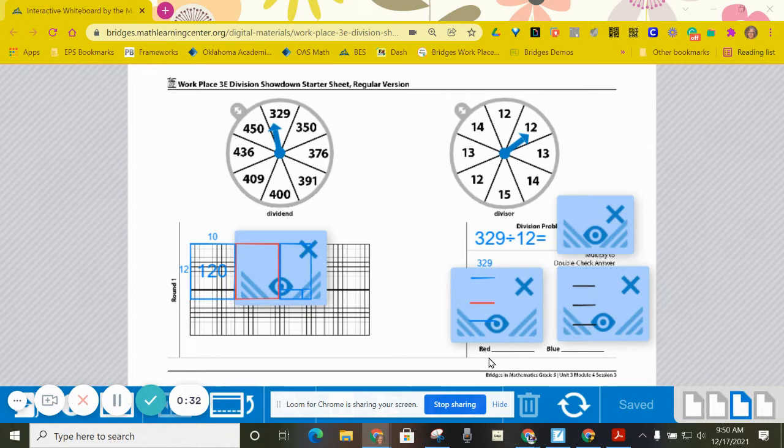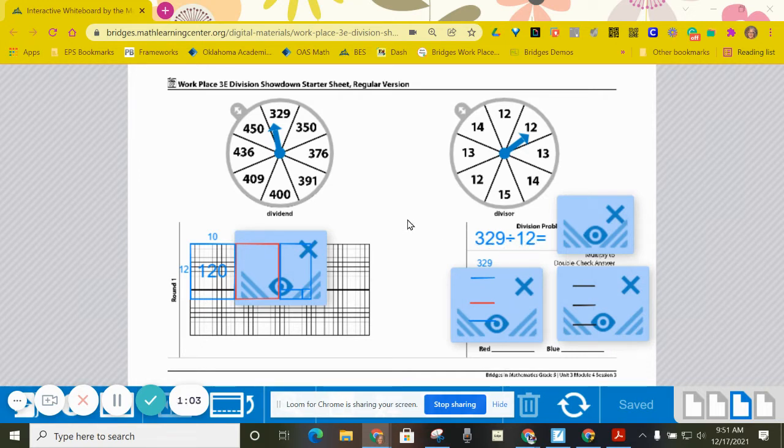Players will record their names at the top of the starter sheet and decide which player goes first. I know my screen is a little bit funny looking, but I have completed a game and covered up part of it so I could show it to you a little bit quicker. As you can see, the player has spun each spinner, and our dividend ended up being 329. Our divisor is 12. So our division problem is 329 divided by 12.